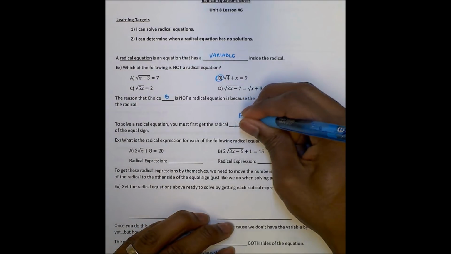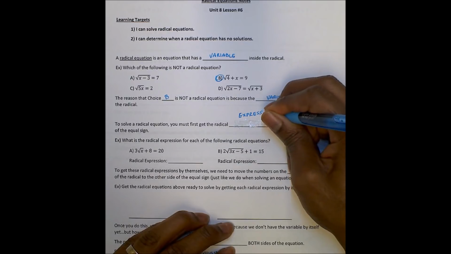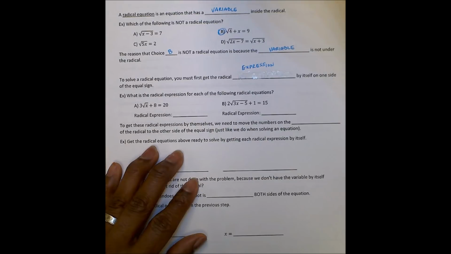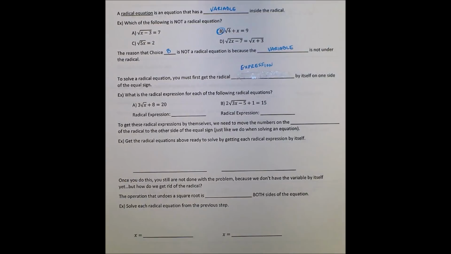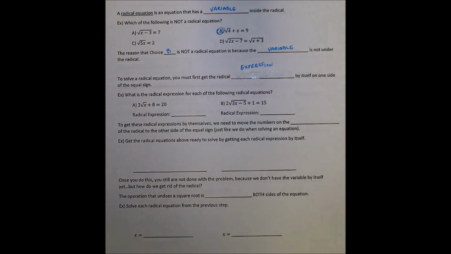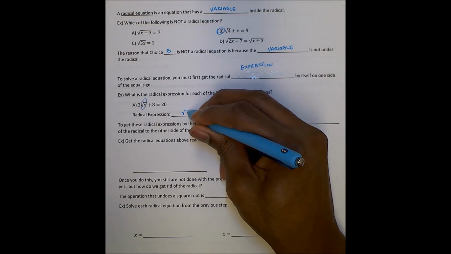To solve a radical equation, you must first get the radical expression by itself on one side of the equal sign. Okay? So let's look at this. What is the radical expression for each of the following radical equations? Well, here for the first one, A, we're talking about just the thing underneath the radical. So the radical expression for the first one is just radical x.